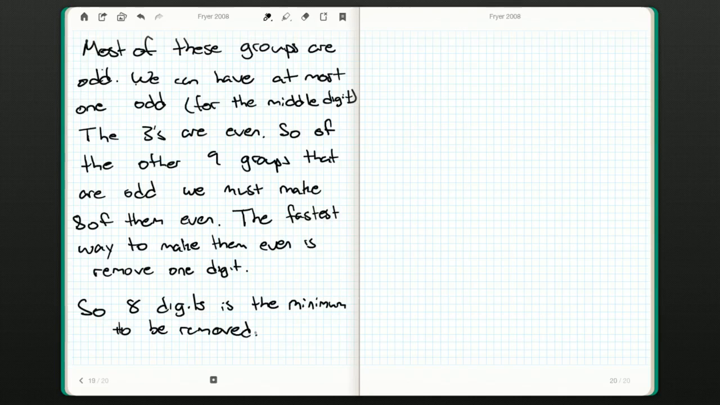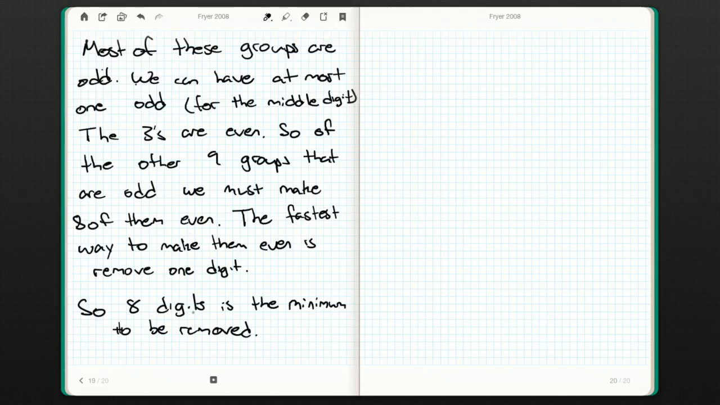If you have a group of an odd number of marbles, you just need to remove one of them to get an even number of marbles. So we have 8 groups that need to be made even out of the 9 groups that are odd. So the quickest way to make an odd group have an even number in it is to just take one of them out. So 1 out of each of the 8 categories that we're choosing to make even. We don't have to pick which categories are which. So take out 8 of them, and that makes 8 of the 9 odd groups even. And so along with the 3s, we'll have 9 even groups and 1 odd group, and that odd group will give us what the middle digit is.